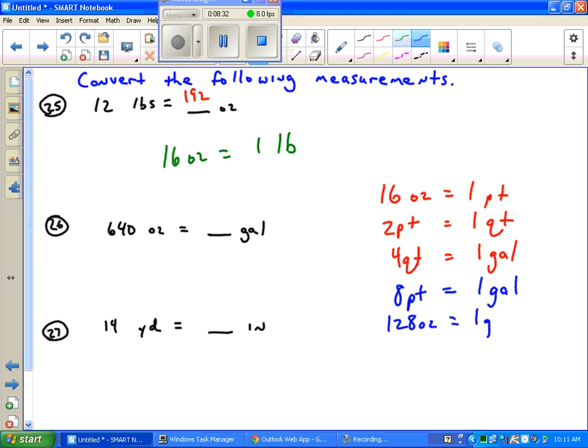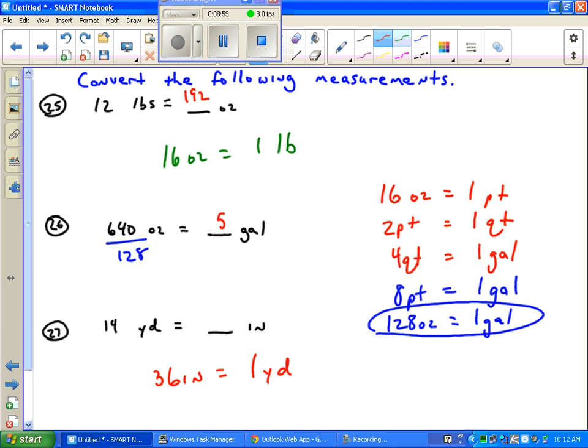This is the conversion you need to use right here. We had to do 3 conversions to get to it. But for 128 ounces in every 1 gallon, 640 divided by 128 leaves you with a nice, neat looking 5 gallons. Number 14 says in 14 yards, how many inches? We know that there are 36 inches in every 1 yard. So multiply 14 times 36, 504 inches.